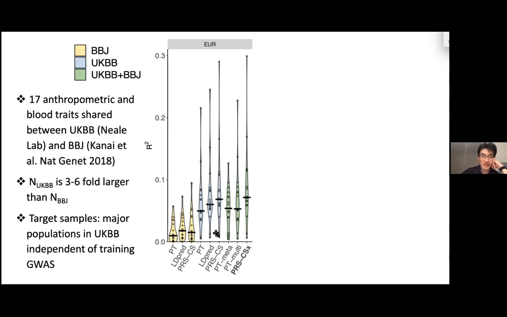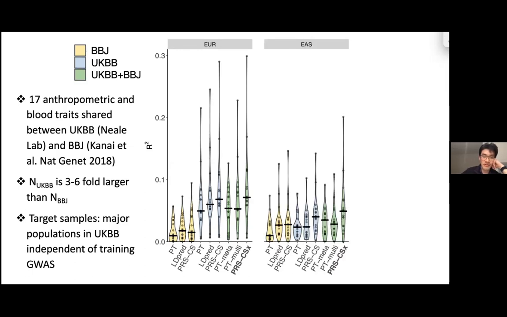So you can see, here in the first panel, when the target sample is the UK Biobank European population, you can see that PRS trained with the ancestry match, the UK Biobank GWAS performs better than PRS trained with the BBJ GWAS, which is expected. And in this case, combining the UK Biobank and BBJ GWAS doesn't help too much. So you can see there's a very small, probably around 5% of improvement in prediction accuracy when we combine UK Biobank and Biobank Japan GWAS. So that's likely because the UK Biobank GWAS was already quite powerful. So adding a smaller East Asian GWAS doesn't help too much in the prediction of European samples.